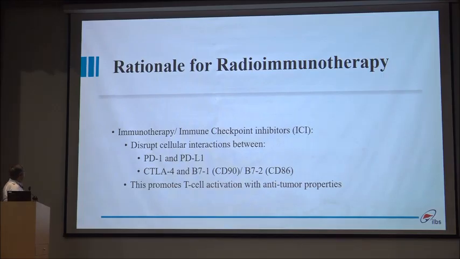Immunotherapy and immune checkpoint inhibitors disrupt the cellular interaction between PD-1 and PD-L1, CTLA4 and B7-1, CD28 and B7-2. This promotes T cell activation with anti-tumor properties. This has been discussed by Dr. Gayatri many times, but the radiation part was not included in this.